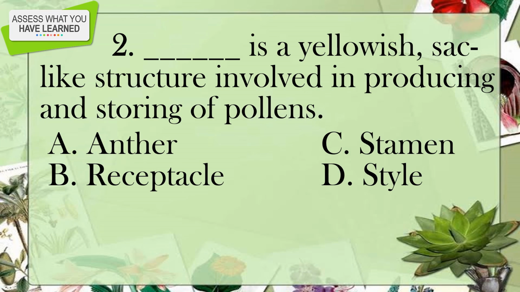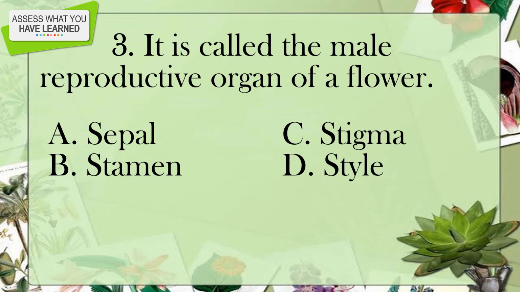Number 2. Blank is a yellowish sac-like structure involved in producing and storing of pollens. A. Anther. B. Receptacle. C. Stamen. Or D. Style. Number 3. It is called the male reproductive organ of a flower. A. Sepal. B. Stamen. C. Stigma. Or D. Style.